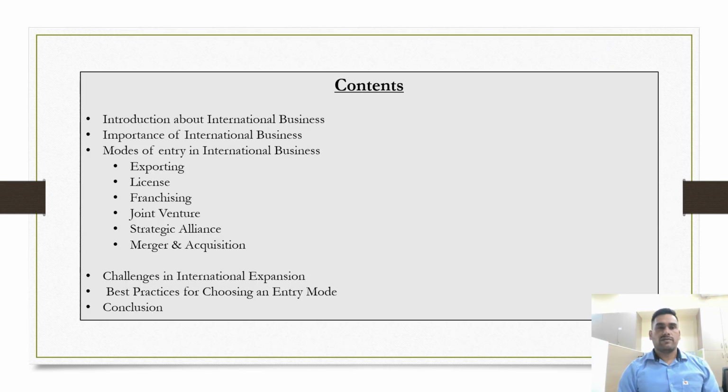The main content of our PPT is an introduction to international business, the importance of international business, and modes of entry in international business like exporting, licensing, franchising, joint venture, strategic alliance, merger and acquisition. Other than that, the challenges in international expansion and best practices for choosing the entry mode in international business. The last slide of our PPT is about the conclusion.